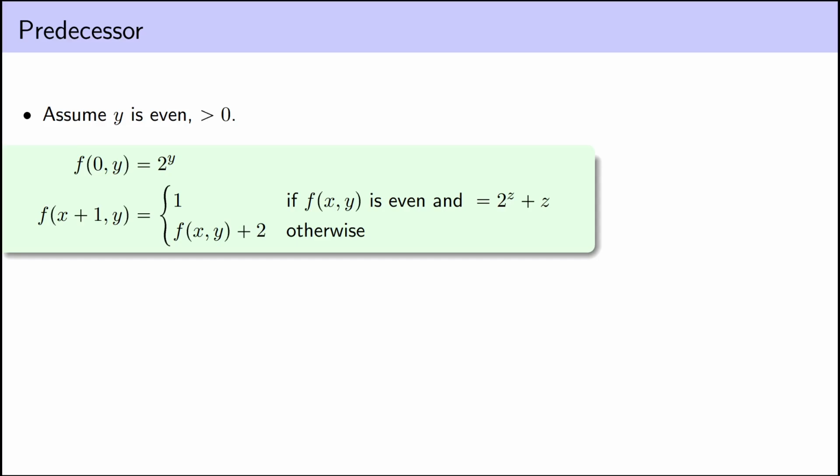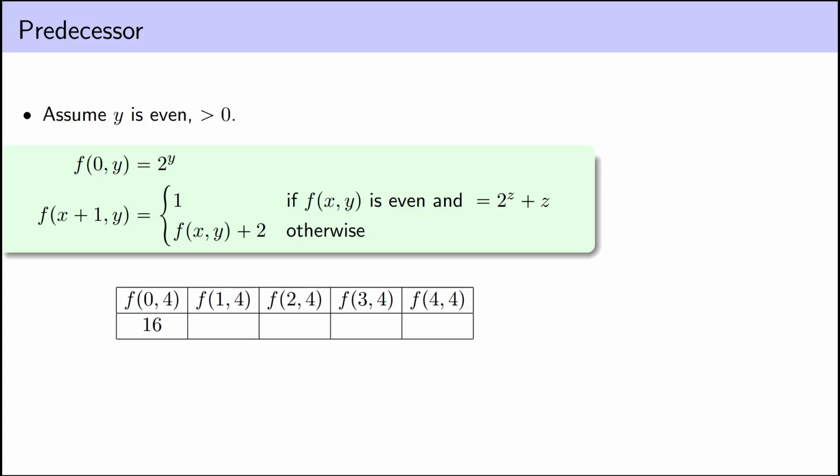Let me walk through a basic sequence of inputs for this function. Suppose that we start with y is equal to 4, then f of 0y is going to be 2 to the 4th, or 16 by definition. And then we go through progressively adding 2 each time until we reach a number of the form 2 to the z plus z. The next number of this form after 2 to the y is always going to be just 2 to the y plus y.